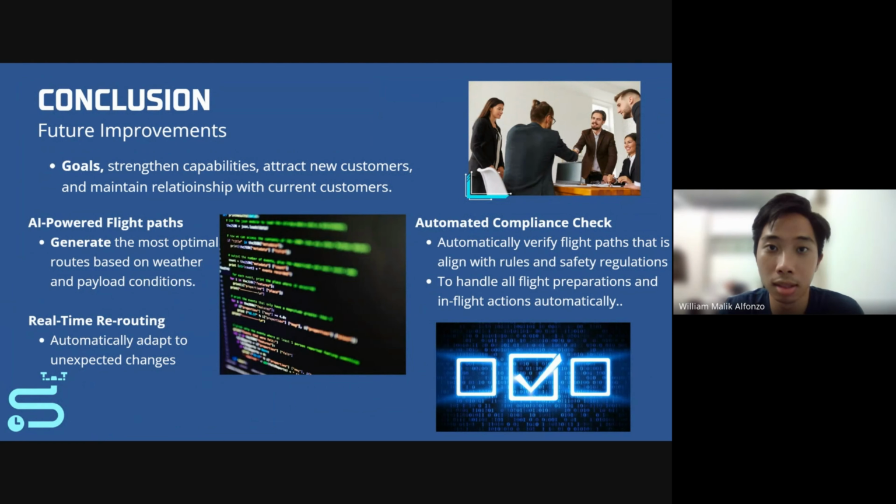And lastly, we can also include another addition, which is an automated compliance check, where it can automatically verify flight paths that are aligned with the rules and safety regulations of the area. For example, it can align with the rules and safety regulations of a specific district, country, city, or within that area. And this is very helpful to handle all the flight preparations and the in-flight actions automatically without having the trouble of manually inputting stuff. So that is all for the conclusion.